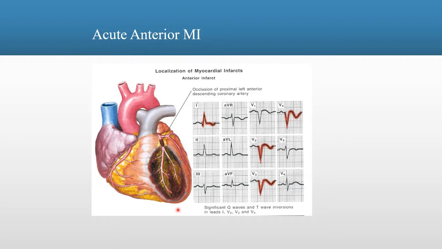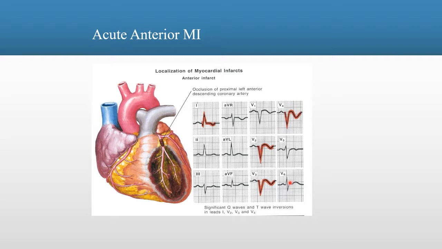The inferior portion of this particular heart is indicated by leads 2, 3, and AVF. We remember that 2, 3, and AVF look at the inferior portions. Second, the lateral portions. The lateral portions of the myocardium include 1, AVL, V5, and V6.